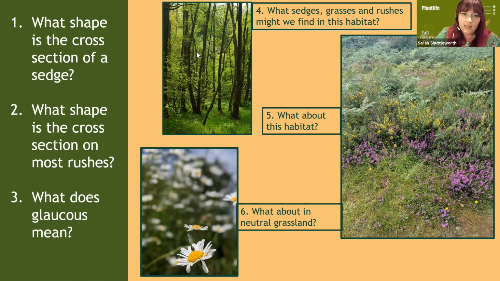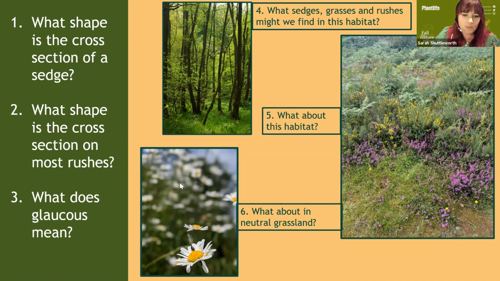And then we're looking at this habitat here. What assemblage of sedges, grasses and rushes might we find in this habitat with all these trees? I've written down: quaking grass, glaucous sedge and heath rush; or wood sedge, wood melick and hairy wood rush; or sand sedge, salt marsh rush and sea couch.